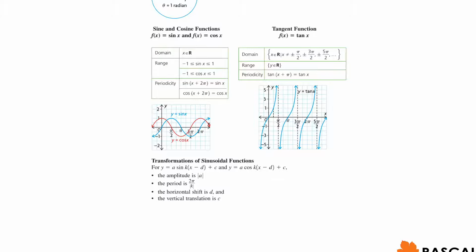Tangent of x is sine of x divided by cosine of x. y equals tangent of x is periodic with the period of pi. Its domain is any real numbers except the numbers that make cosine of x equal 0: plus minus pi over 2, plus minus 3 pi over 2, plus minus 5 pi over 2, and so on. And its range is all real numbers.